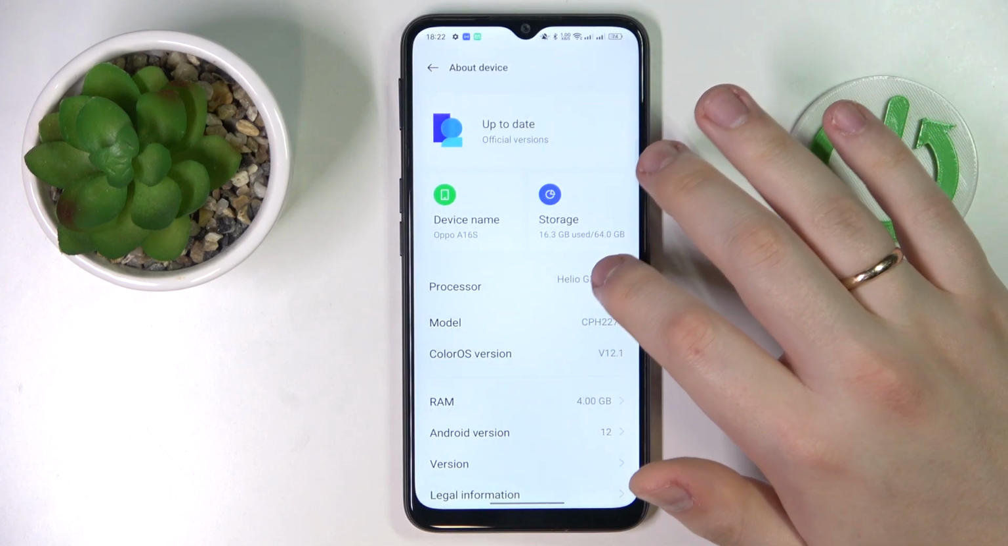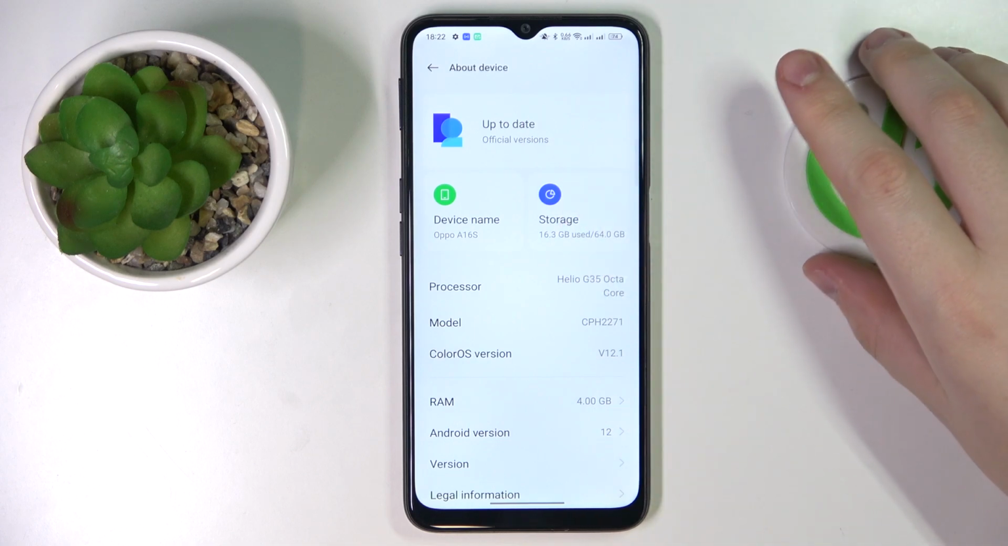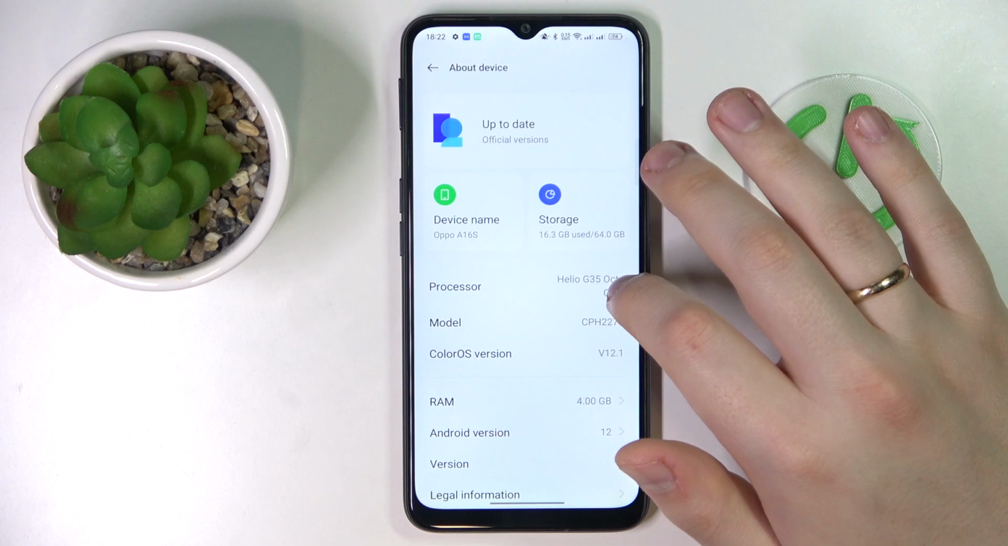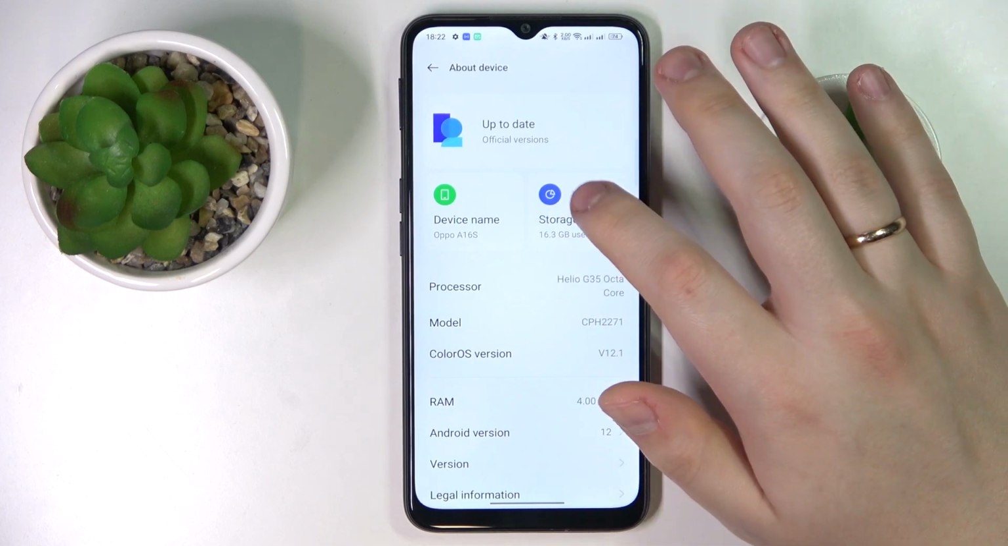to see how many gigabytes you have as per phone memory in general, 64 in my case, and how much of it is currently in use, that is in my case 16 and 3.